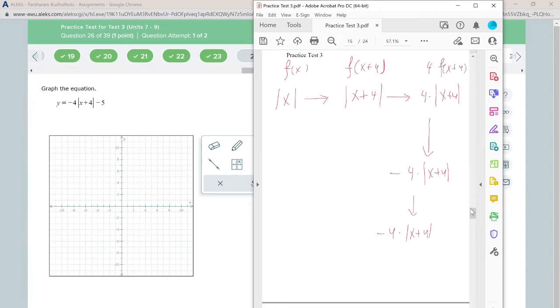Okay, and from here to here you are just flipping the y coordinate. You are flipping the y coordinate, so you are just making it negative 4 times f(x) plus 4. And from here to here you are just subtracting 5 from the y coordinate. So whatever changes are happening here, we have to see those changes in terms of coordinates. Okay, so I'm going to use this.